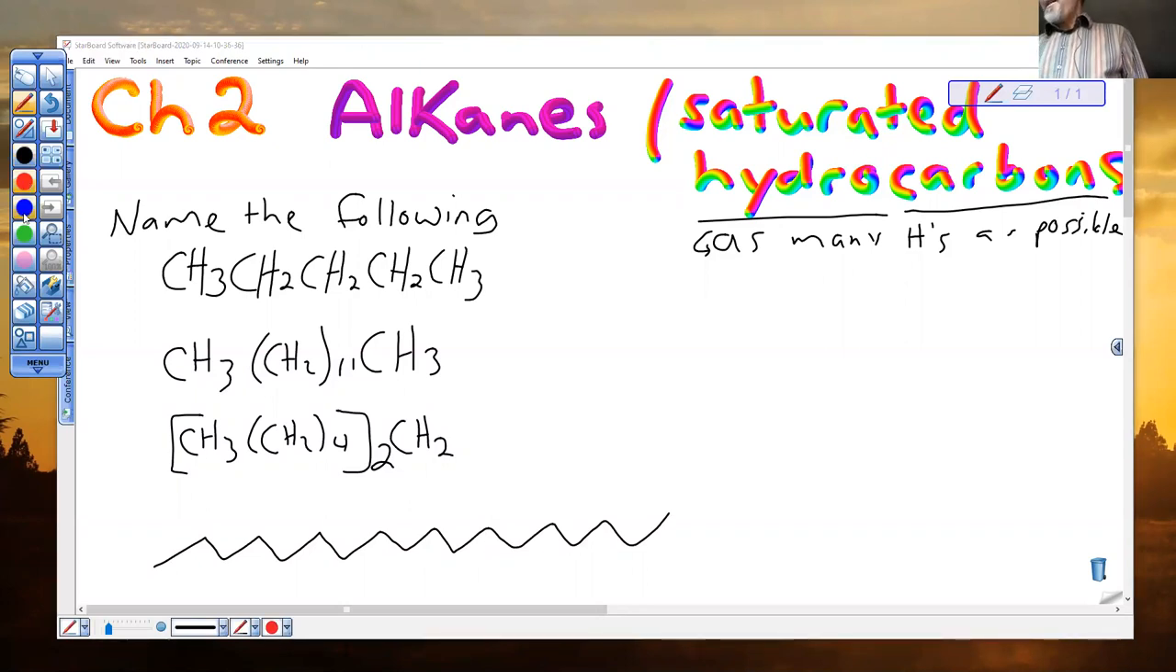I'm going to redraw these as stick figures. And numbering. And that means this is the 5-carbon one. The prefix pent in organic nomenclature always means 5. 5 carbons. The next one has 13 carbons.